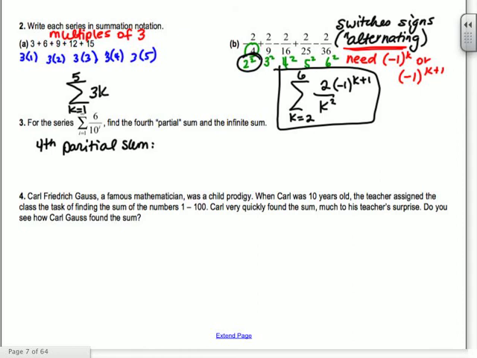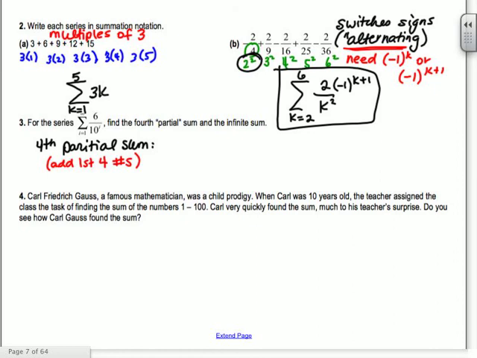So at first you're thinking, wait, if I'm going to add an infinite number of numbers, I'm going to get infinity. But not necessarily. So you'll see why in this case. All right, fourth partial sum means add up the first 4 terms. So first 4 numbers.